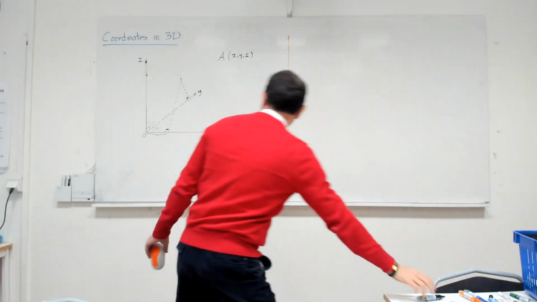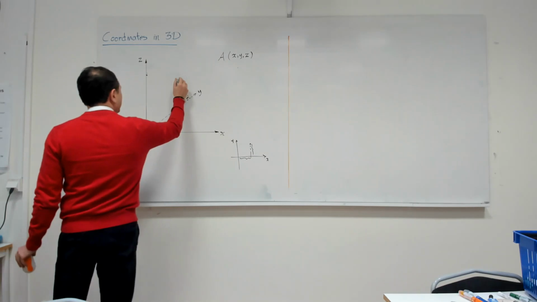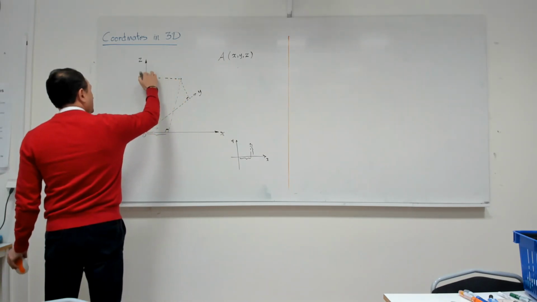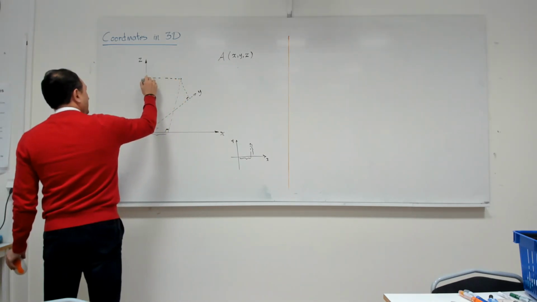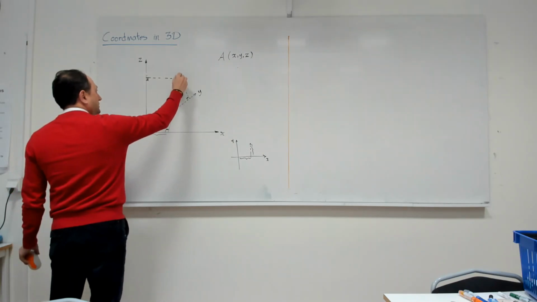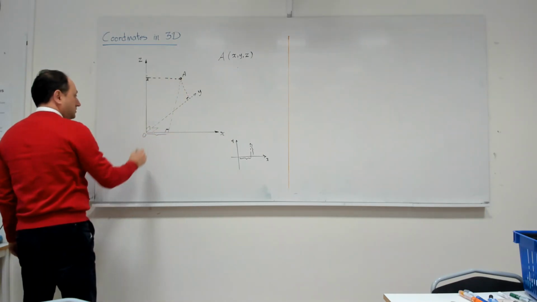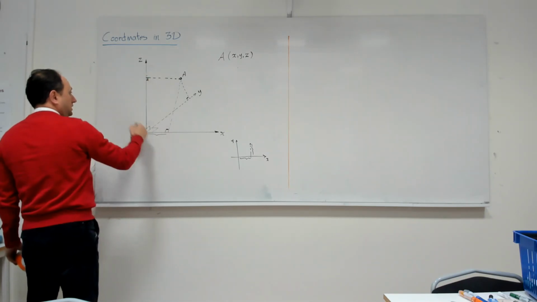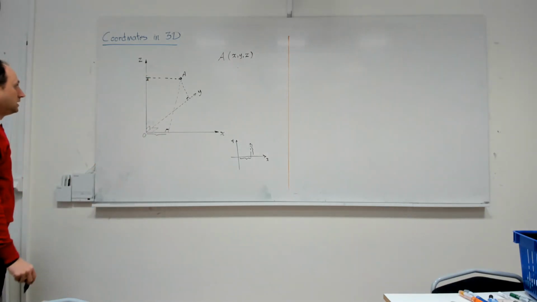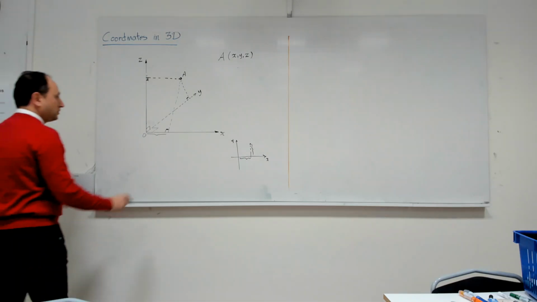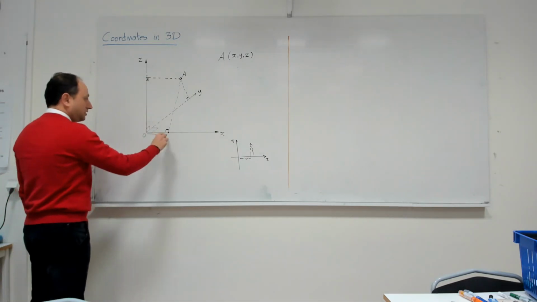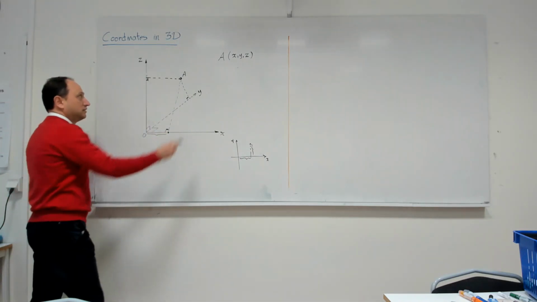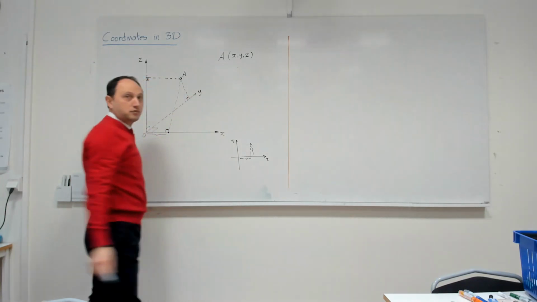And if you do it, I cannot draw artistic pictures, but hopefully it is understandable for every one of you. So that point A has these coordinates. From here to here is x, from here to there is y, and from here to here is z. Okay. For example, can you tell me what the coordinates of this point are?